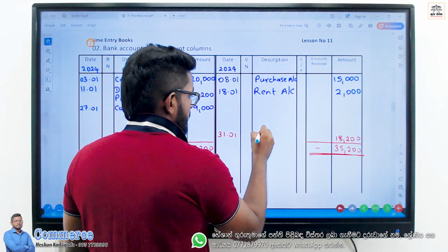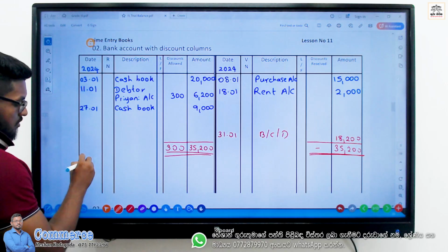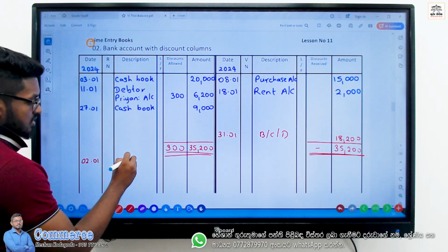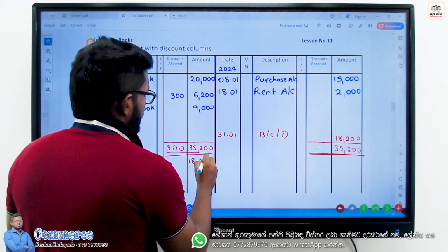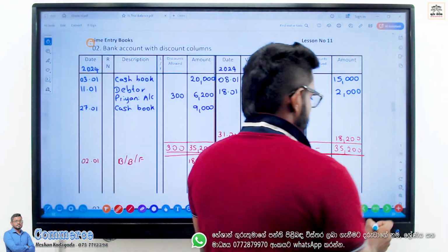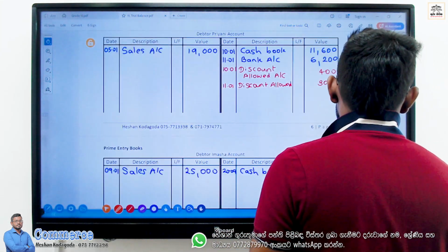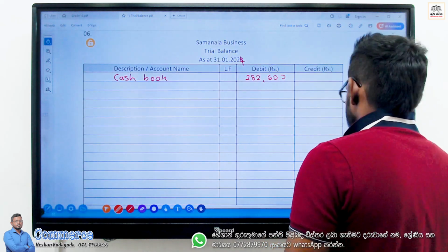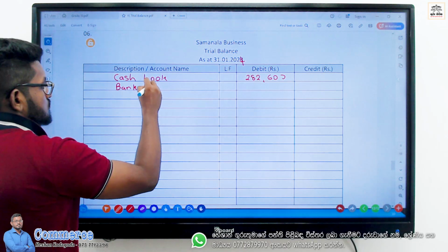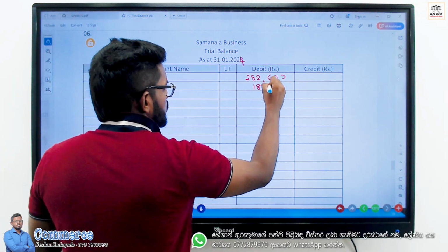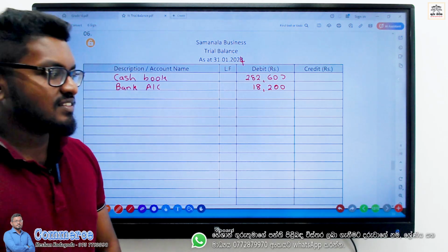31st of January, balance carried down. February 1st, balance brought forward how much? Rupees 18,200. So bank account 18,200 debit side. Bank account 18,200. Exam එකේ මෙච්චර ඒවා දෙන්නේ නැහැ. Right?